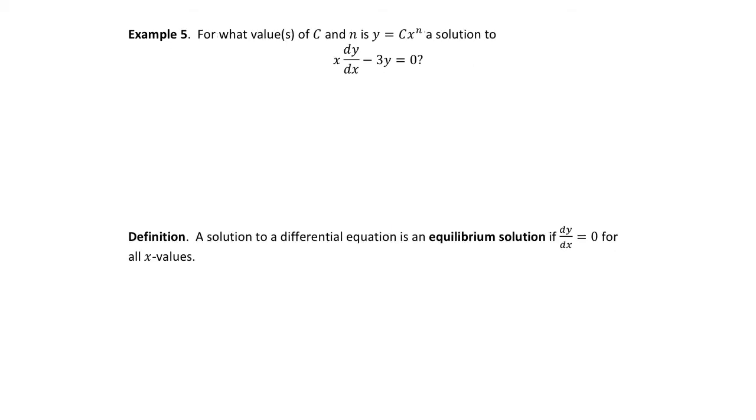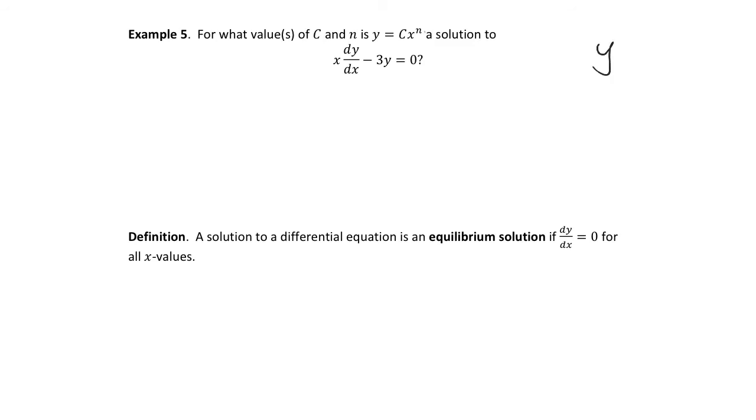For our next example, we're going to once again find constants that will make a function a particular solution of a differential equation. So here we have y equals c x to the n, and it should be a solution to x times the derivative of y with respect to x minus 3y equals 0. So I see from this differential equation that I need to figure out what dy dx is. So we're going to take the derivative.